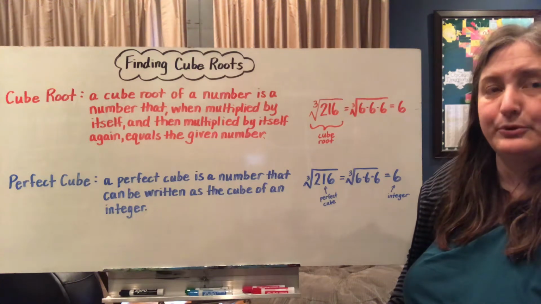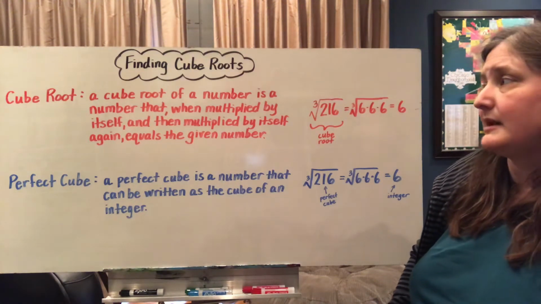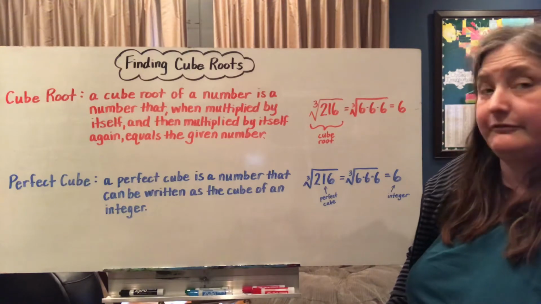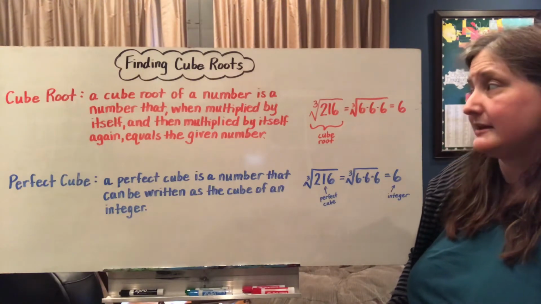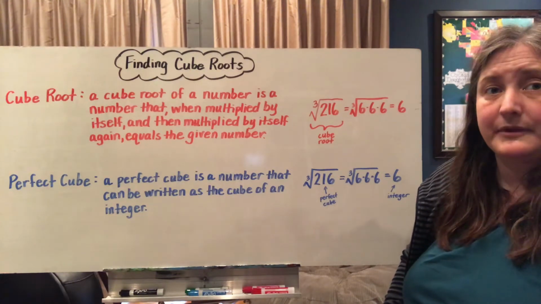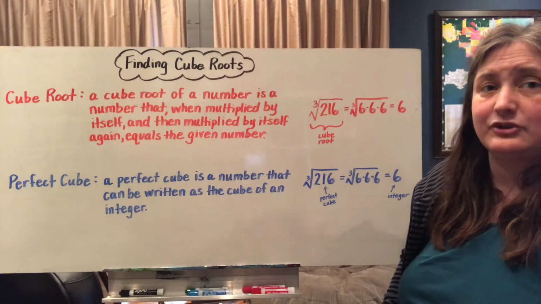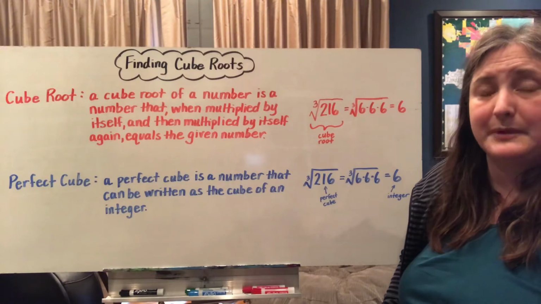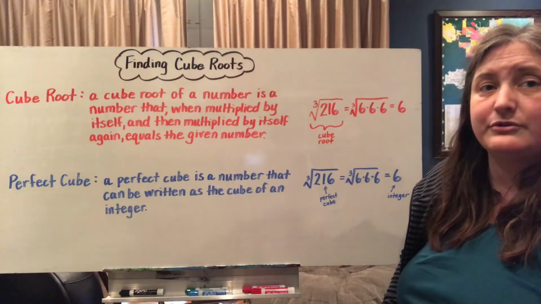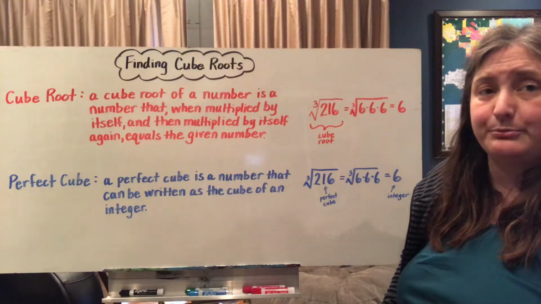This is finding cube roots. A cube root of a number is a number that when multiplied by itself and then multiplied by itself again equals your given number. Calculators can be used to help find cube roots, as well as guessing and checking to figure out which number multiplied 3 times gives you the number that you're searching for the cube root of.